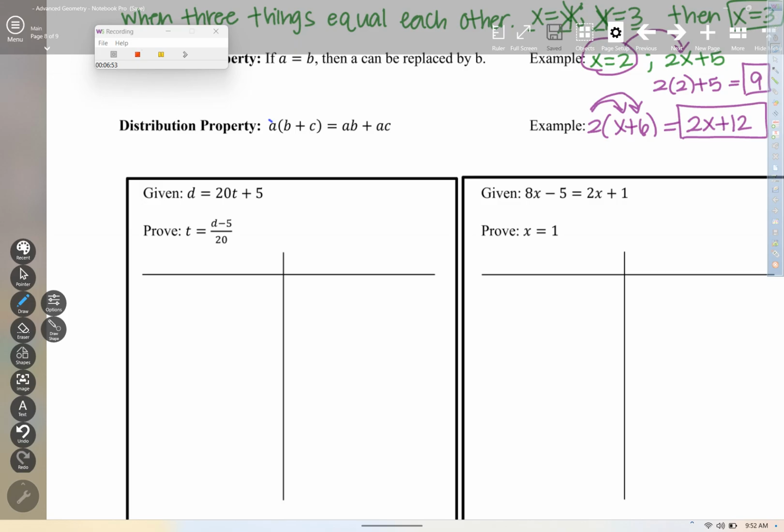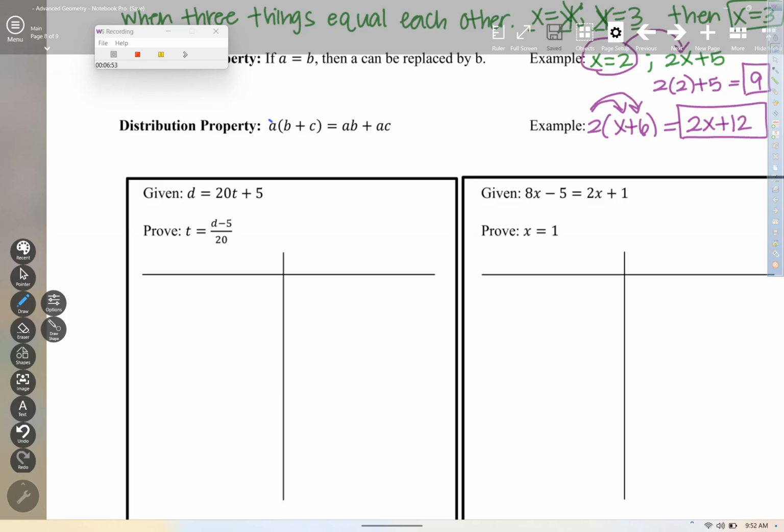Okay? And as you get better at these, you will really then begin to figure out what you're solving for. So step 1 is always what we were given. You just copy down what it says. So d is equal to 20t plus 5. And you always call it given.